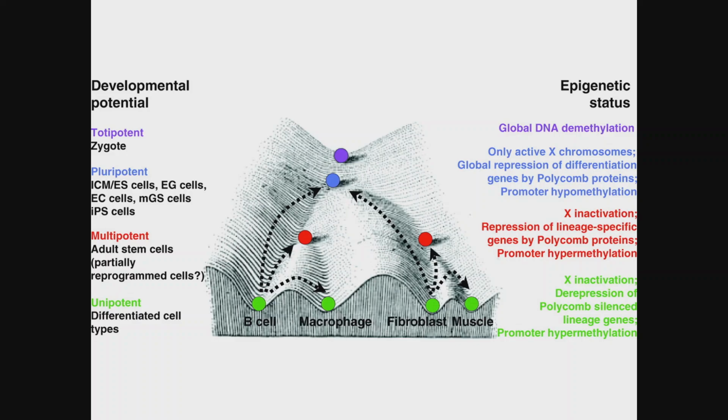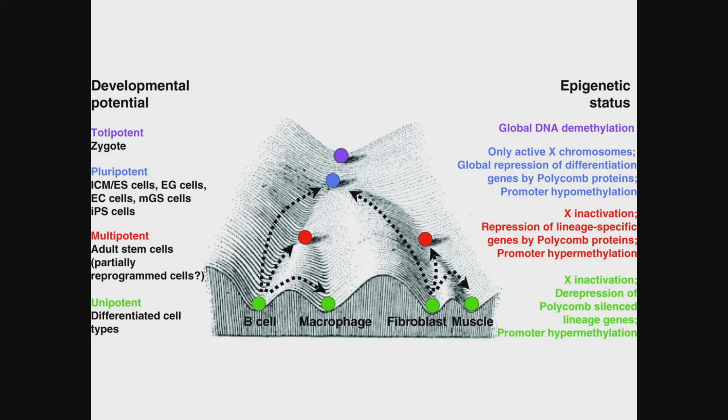For example, from here to here, the barrier is smaller. It still doesn't happen in nature, right? But if I want to convert this one to this one, I need less energy or do fewer changes than if I want to go back to this pluripotent stem cell. So we start here at the top of the hill with a totipotent cell. Then it becomes a pluripotent cell. And then it can go to different cell types.